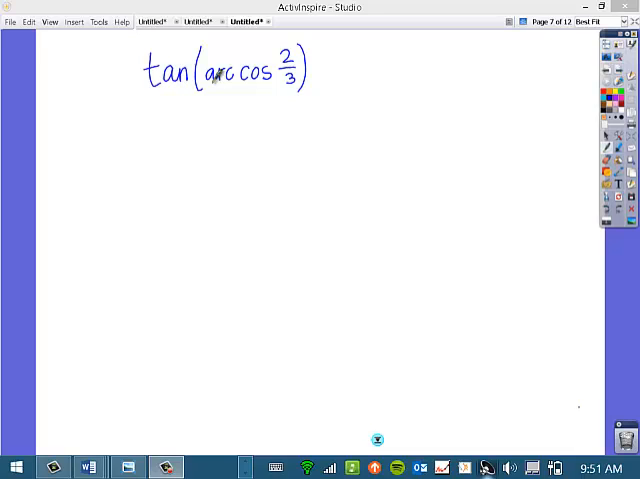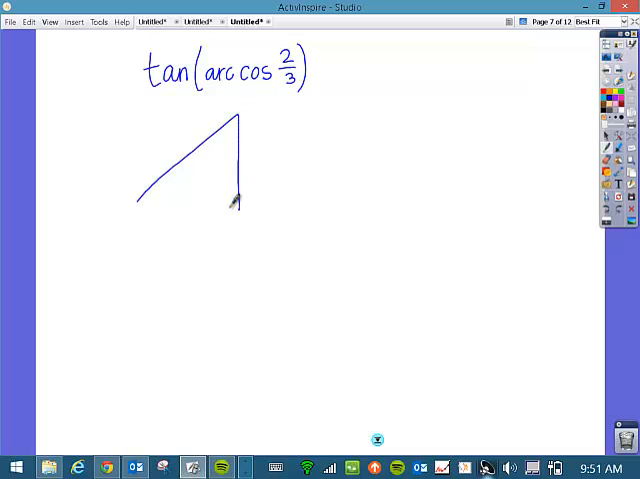Alright, so today we are going to combine trig functions with inverse trig functions. If you're given something like tangent of arc cosine of 2/3, you're always going to try and work from the inside out. So start with the inside, arc cosine of 2/3. Let's set up a triangle, and we're going to try and figure out the angle.